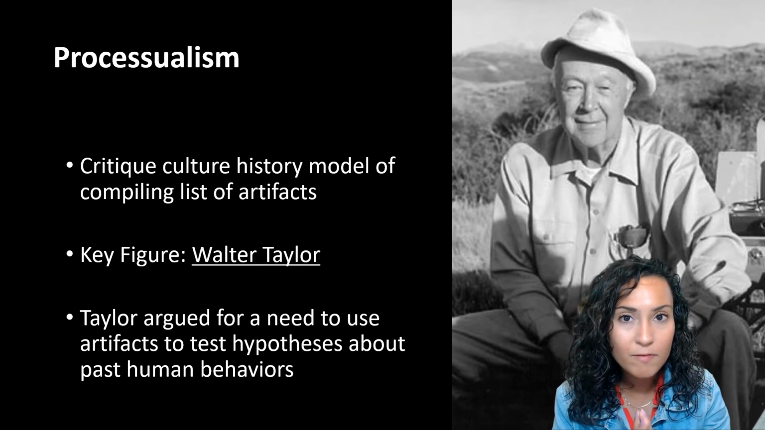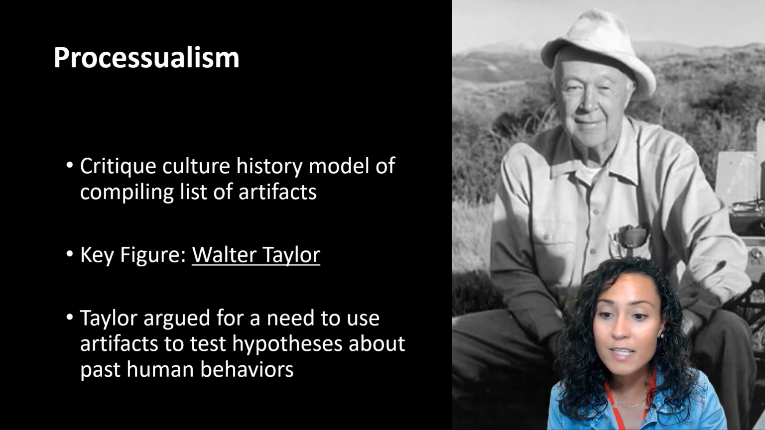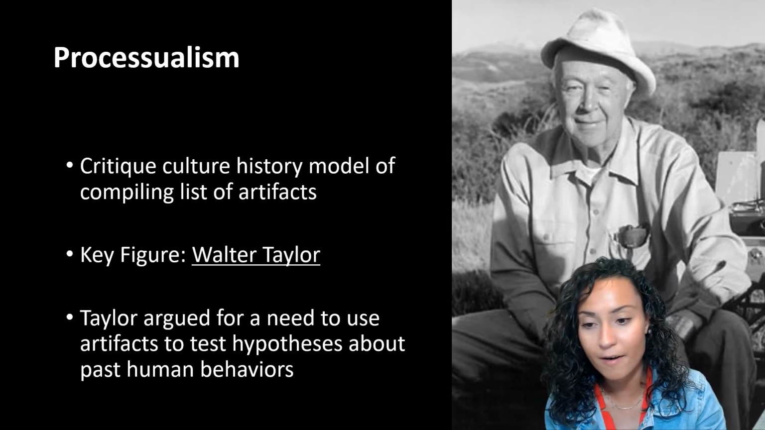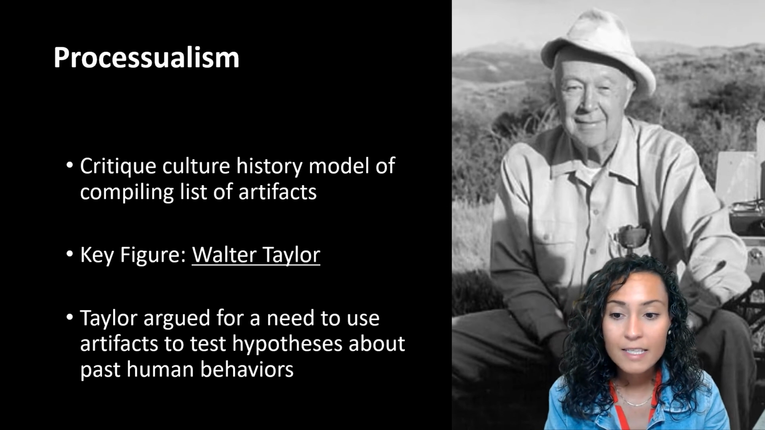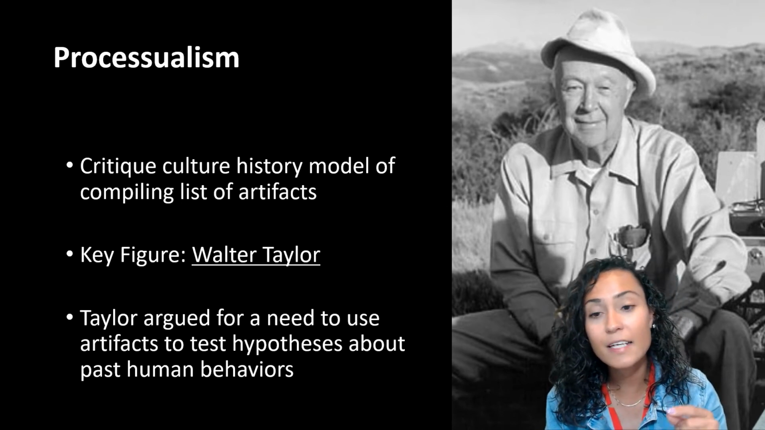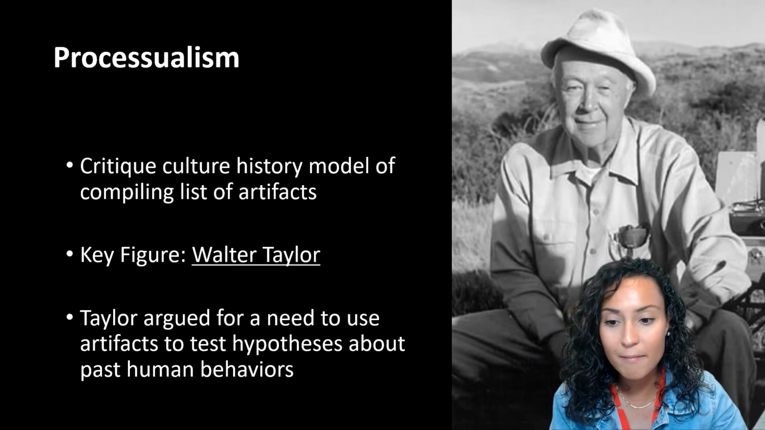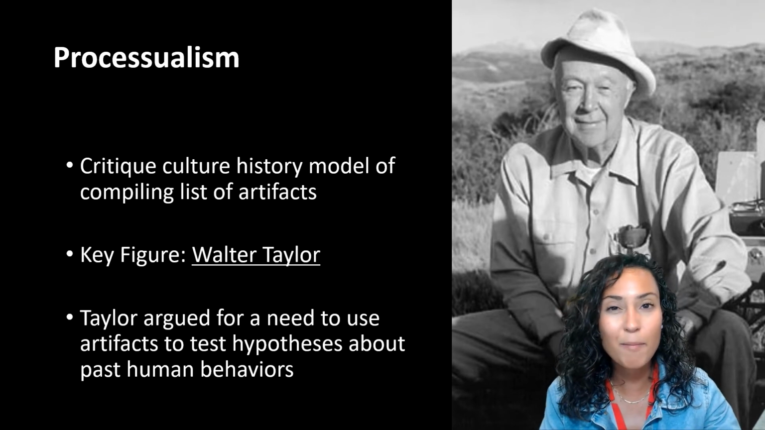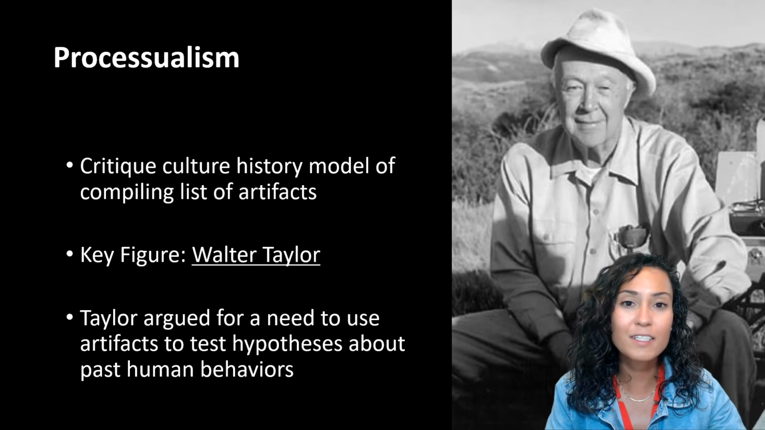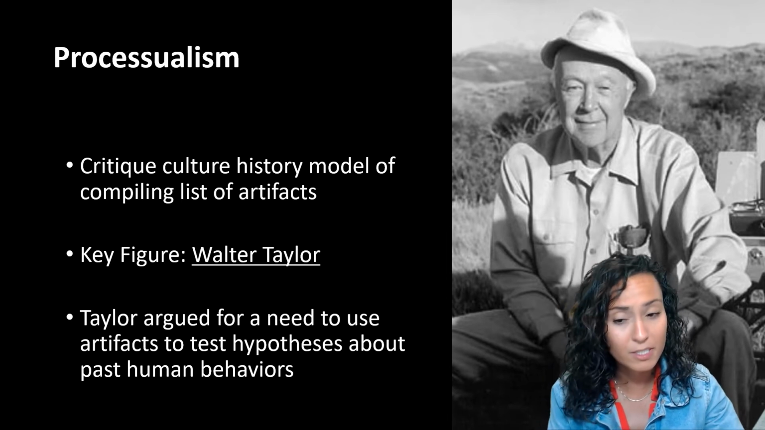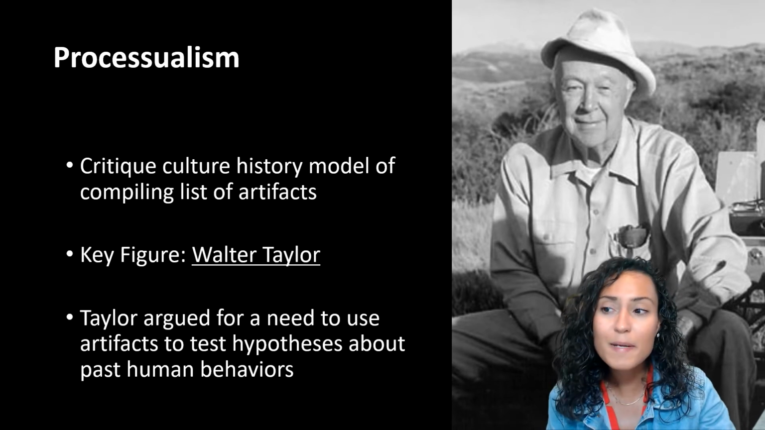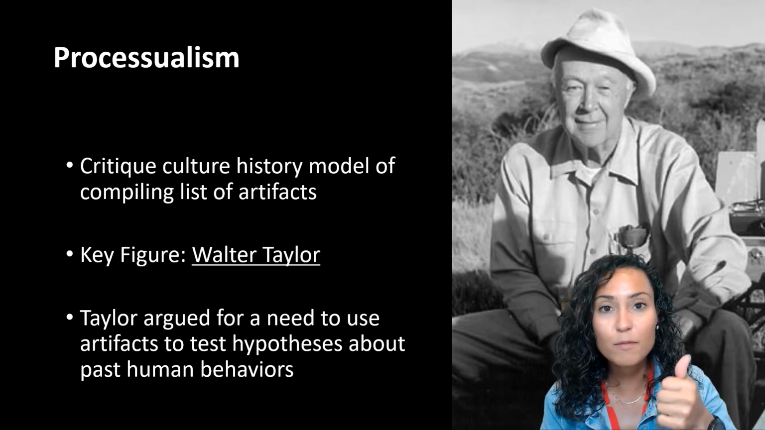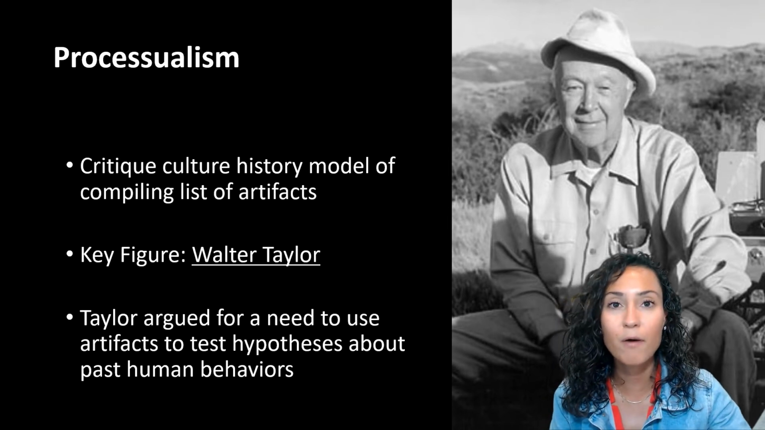So Taylor made a couple of key contributions here. He argued that we need to think about the function of artifacts, not just how many there are. He also said that we need to use artifacts to understand human behavior and cultural dynamics. So he was basically saying we need to use these artifacts to ask questions about how people in the past were living, not just to classify them according to a particular material type. The other big thing that Taylor argued for is the need to quantify data in ways that could be used to test hypotheses about the past.